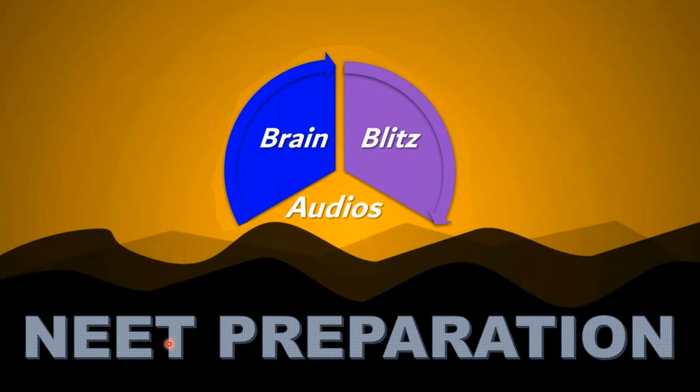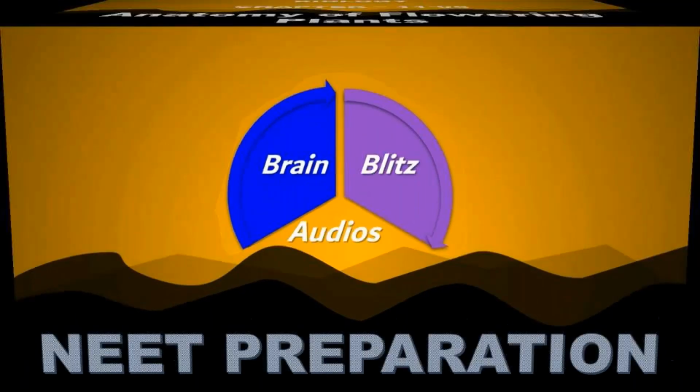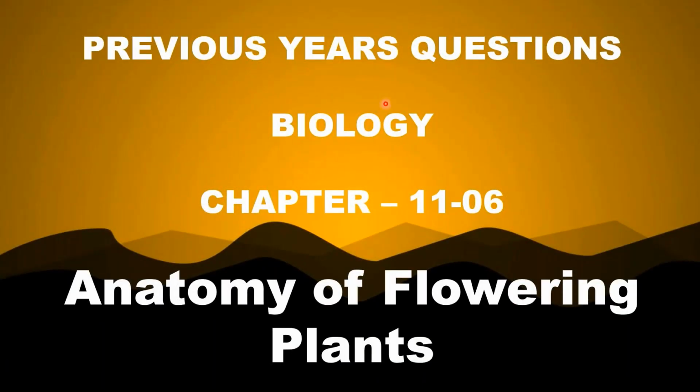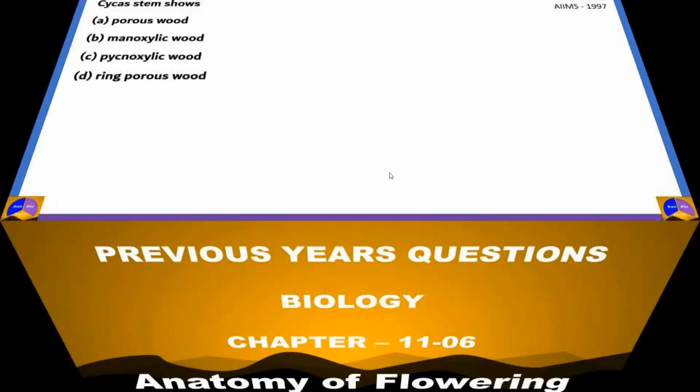In this episode of NEET preparation, we'll be dealing with previous year questions of medical entrance examinations in India. We'll be looking at the questions on biology, and the chapter that we'll be dealing with is Anatomy of Flowering Plants. This is the sixth chapter in the grade 11 syllabus for CBSE. Let's begin with our very first question.